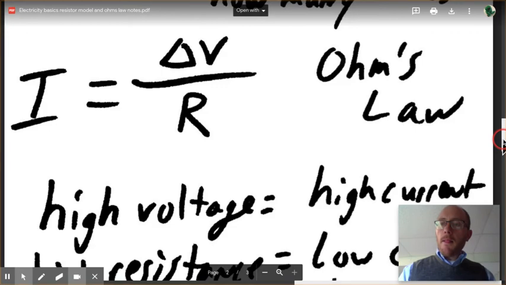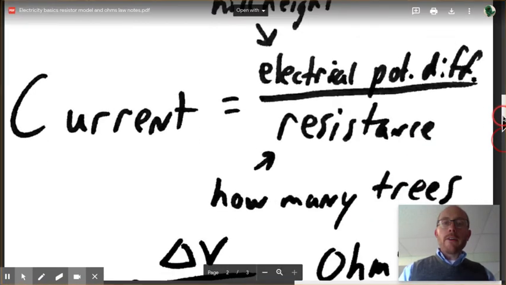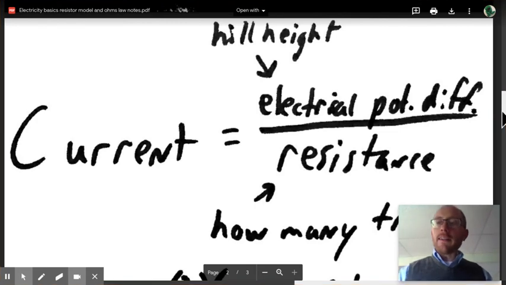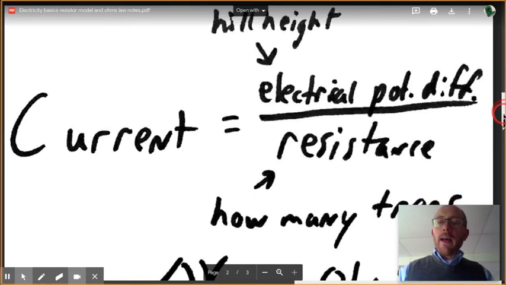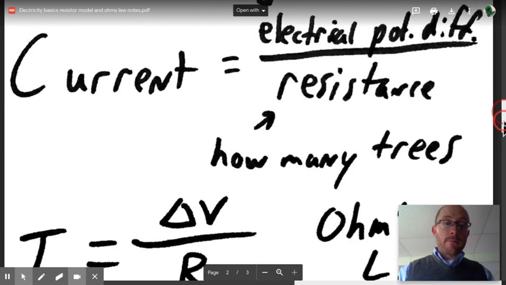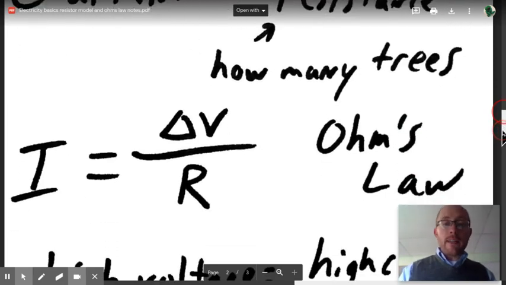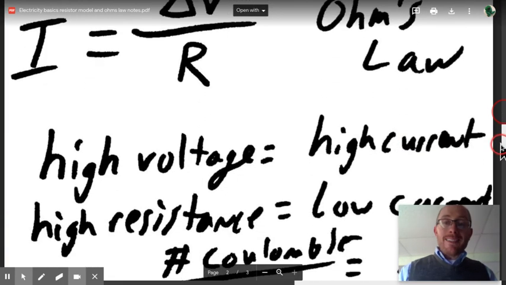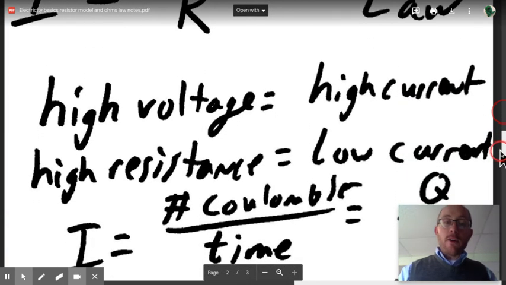Current is electrical potential difference divided by resistance. So basically hill height divided by how many trees there are. So that's I for electrical current, and delta V is potential difference, and R is resistance. That was the slope of that graph we got when we compared the effect of electrical potential on current. High voltage means high current. High resistance means low current.